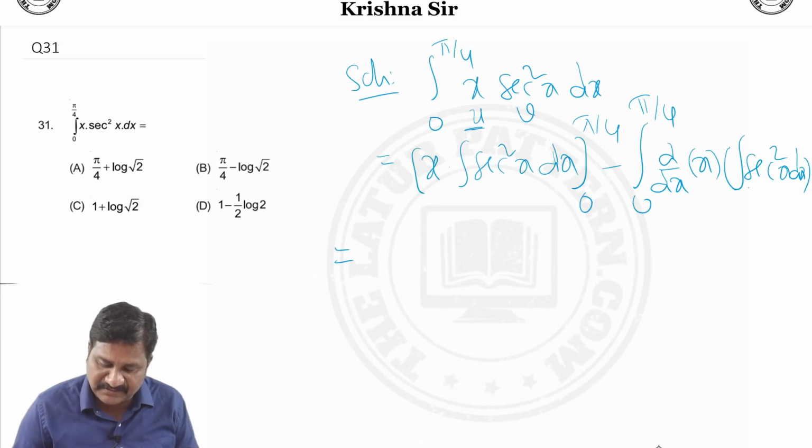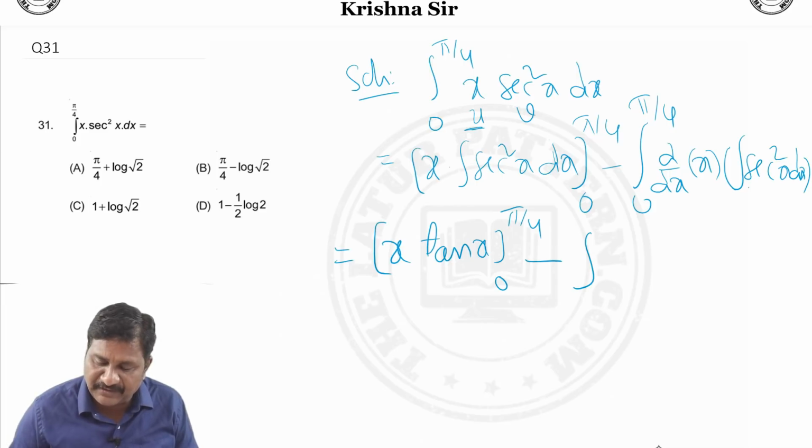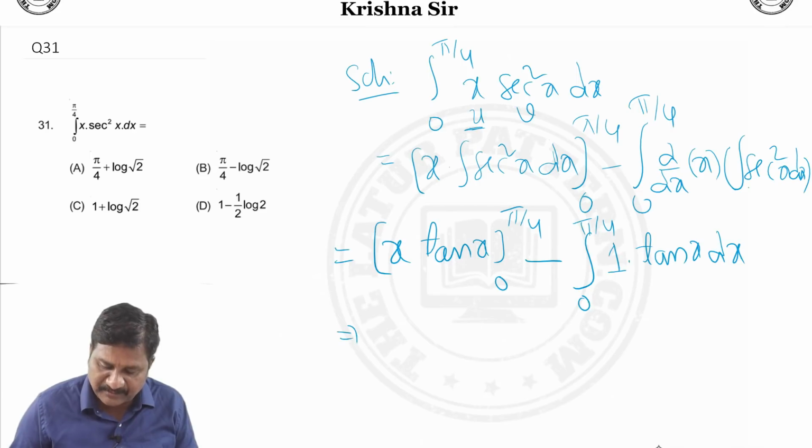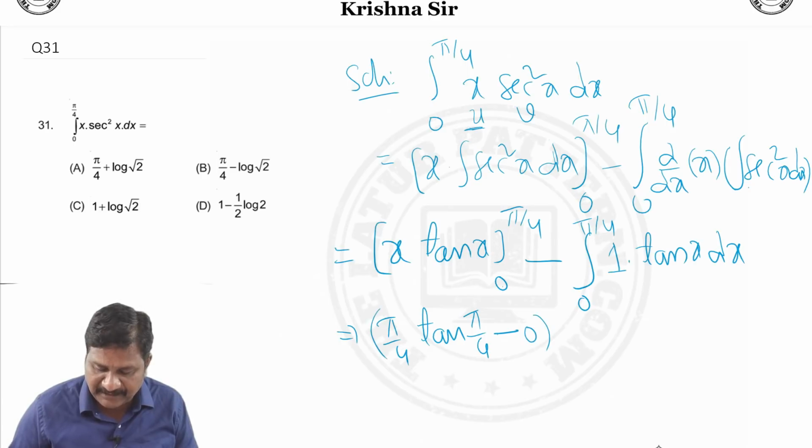Now simplify this. x into the integration of secant square, which is tan x, whose limits are 0 to pi by 4, minus the integration of the derivative of x, that is 1, and the integration of secant square x is tan x, whose limits are 0 to pi by 4. Now we substitute the upper limit in place of x: pi by 4 into tan 45. Now the lower limit x equal to 0, it becomes 0.